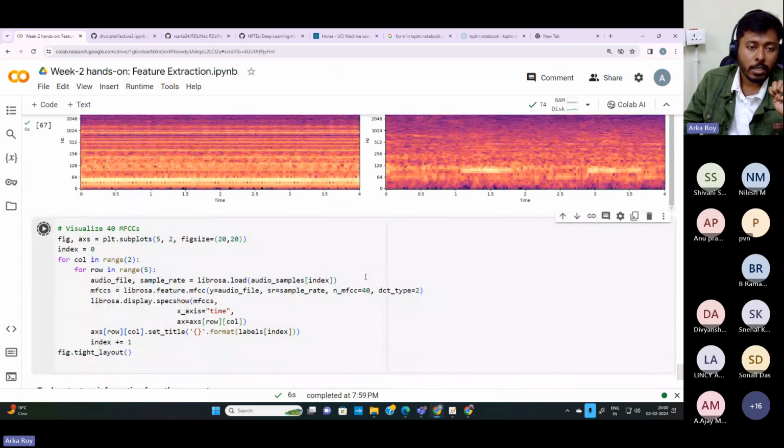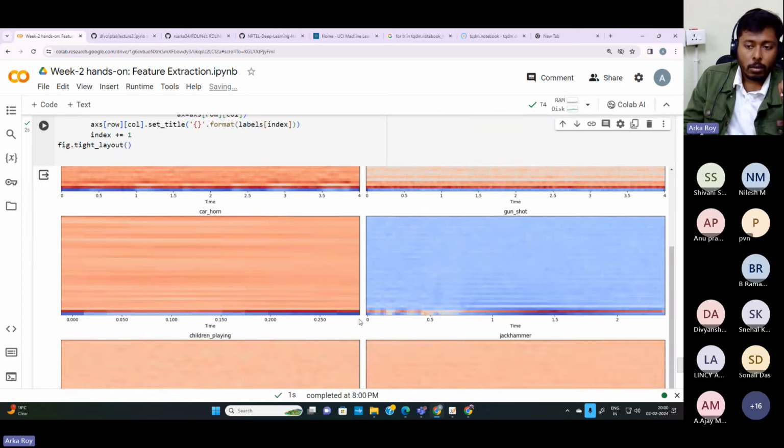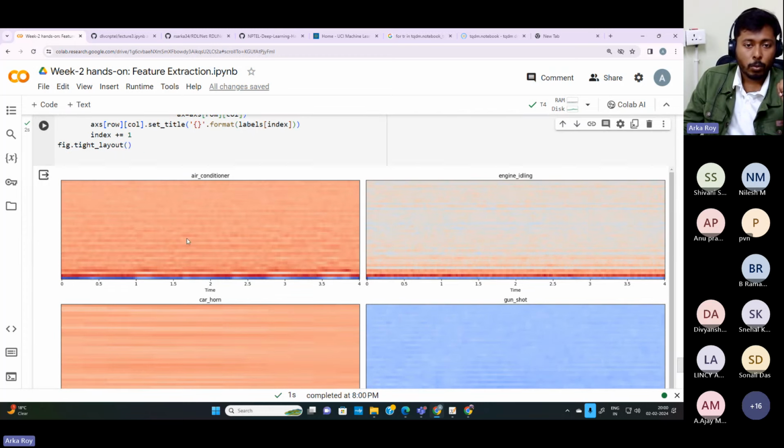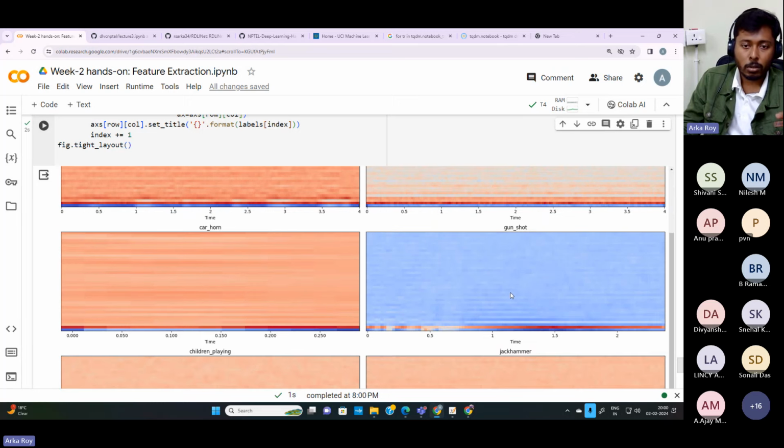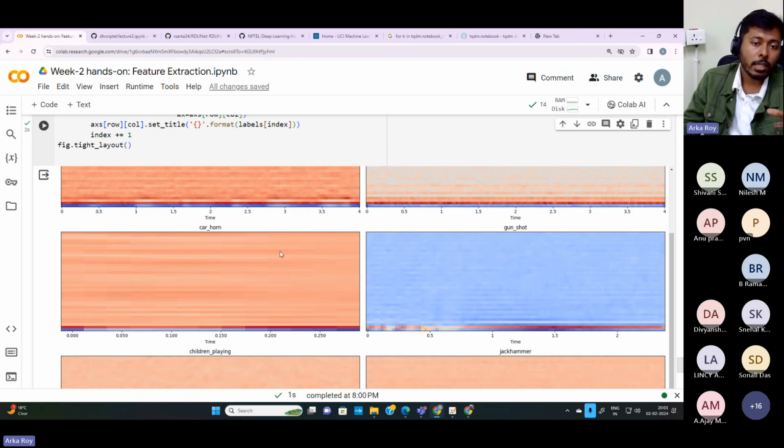Similarly, let us consider MFCC for all these 10 signals. So this is the MFCC. For the air conditioner, you can see the texture information is pretty different from the engine sound. Similarly, in gunshot also, these are pretty dissimilar. Car horn also, these are pretty dissimilar. So these can be used as potential features for a machine learning or deep learning classifier.